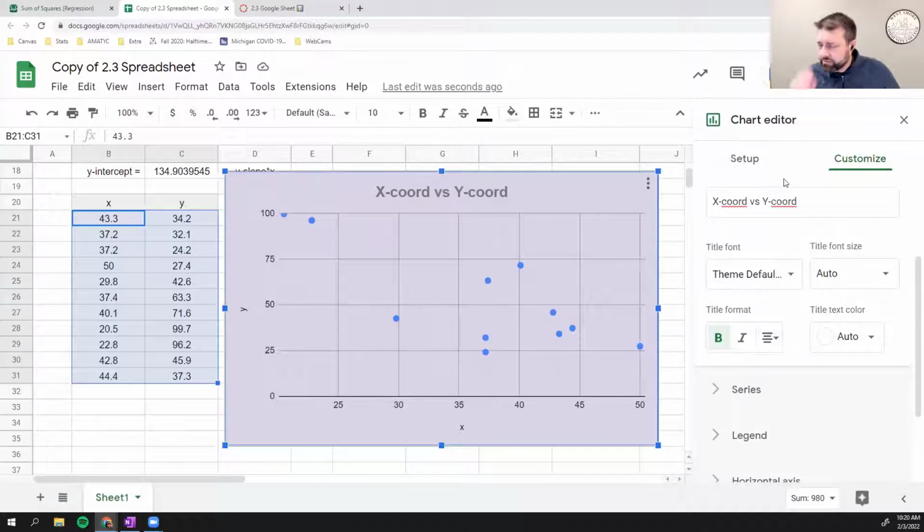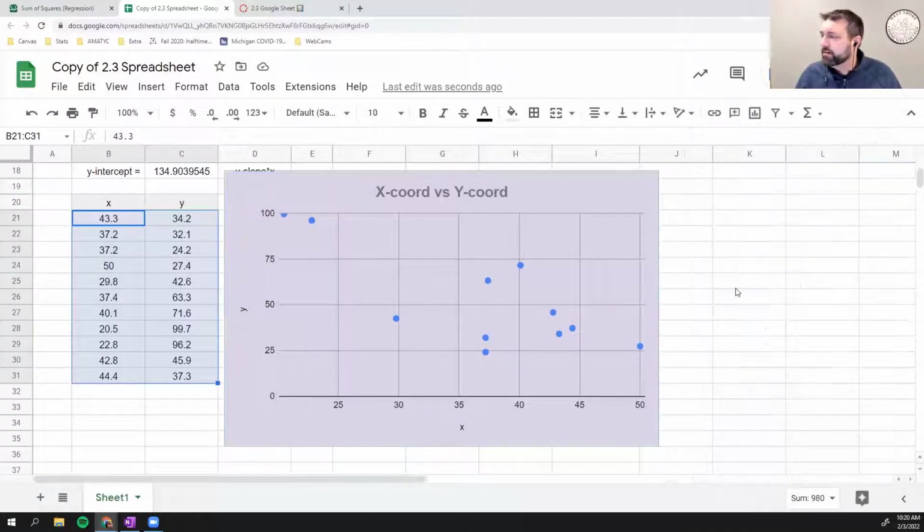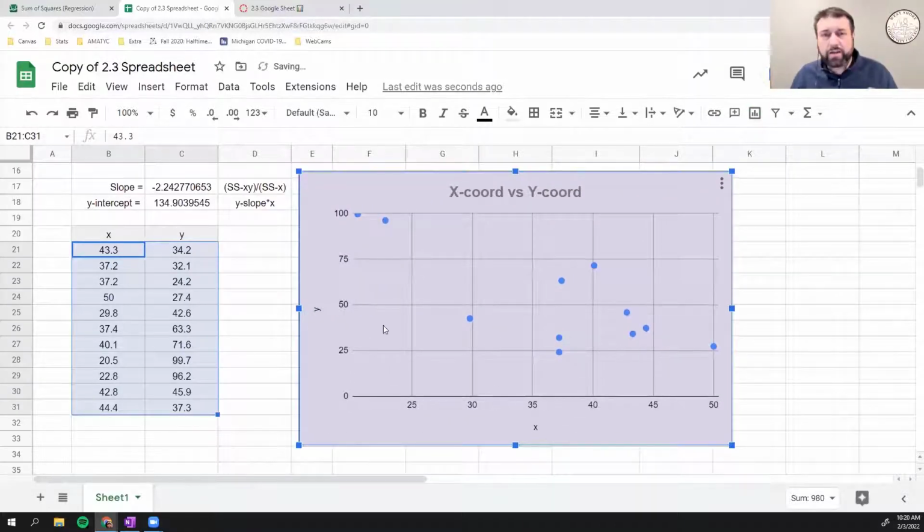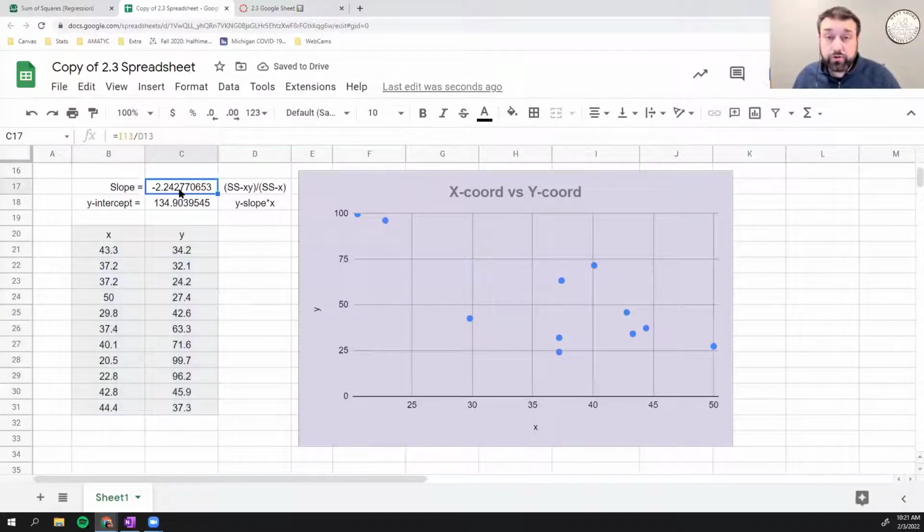And now we've got this data set. What we'd really like to do is put in a line, right? And if you take a look at our data set, our line of best fit should have a slope of negative 2.24 and a y-intercept of 134. So this is how we can create that line.